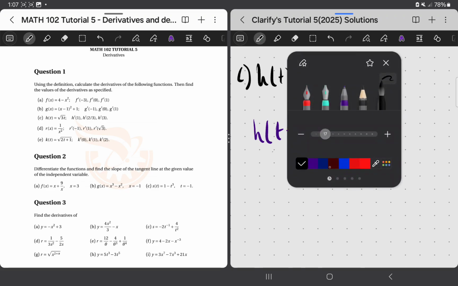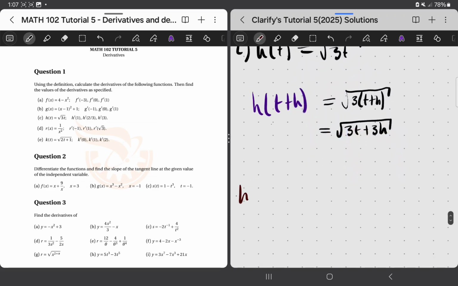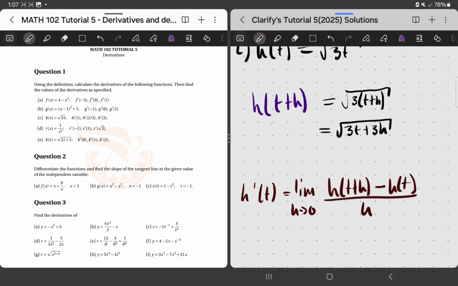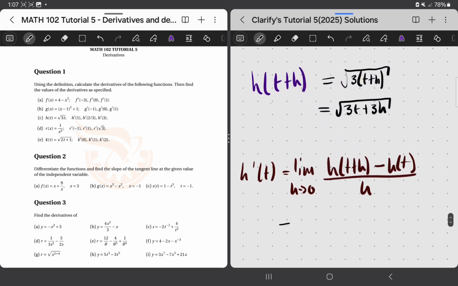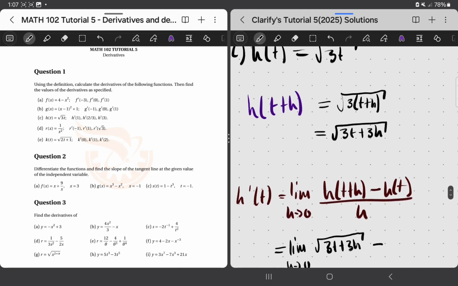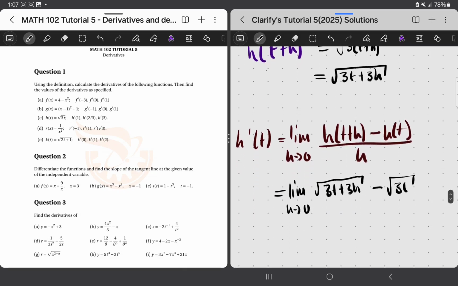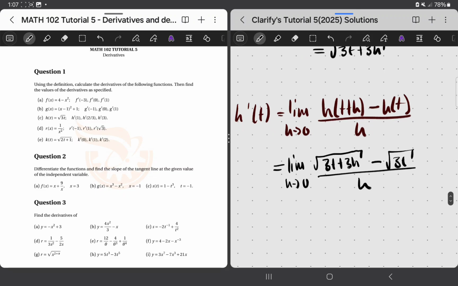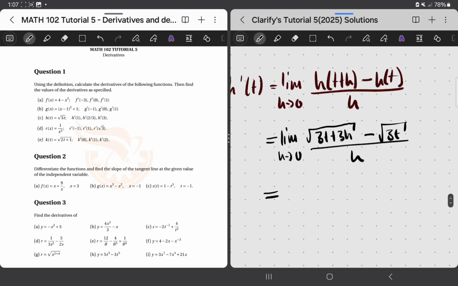This is what happens. So now we can go on and say that h prime of t is going to be the limit, don't forget the limit, I always do that, as h goes to 0 of h of t plus h minus h of t, all divided by h. That is equal to the limit as h goes to 0 of the square root of 3t plus 3h, minus the square root of 3t, all over h.